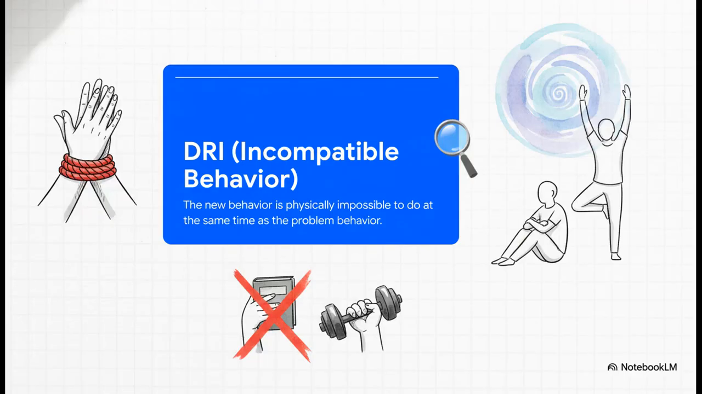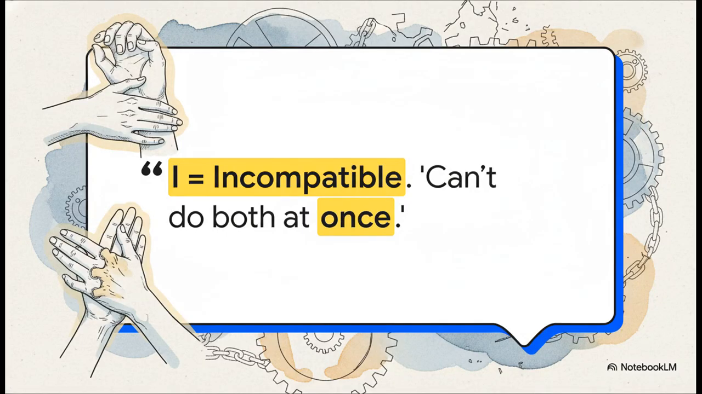Now, let's talk about DRA's superpowered cousin, DRI. It's the same idea, teach a replacement, but with this awesome twist. The new behavior is physically incompatible with the old one, meaning you literally can't do both at once. It's like a behavioral checkmate. And the memory trick for this is just as easy. I is for incompatible. You can't be sitting on your hands and picking your nose at the same time. You can't be quietly reading a book and yelling. One behavior physically blocks the other. That's what makes it so incredibly effective.